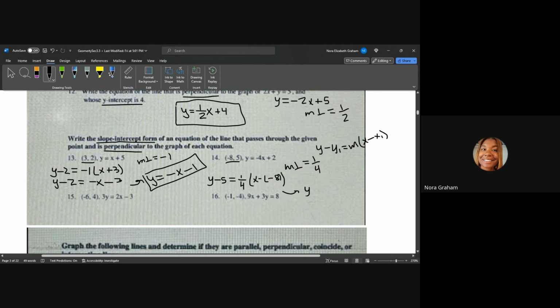So then I'll have y minus 5 equals 1 over 4 x. Remember, those negatives become a positive, right? And then 8 over 4, that's just going to equal 2. Now I'm going to add my 5 to both sides. I have y equals 1 over 4x plus 7. Okay, and that's the answer for that one.